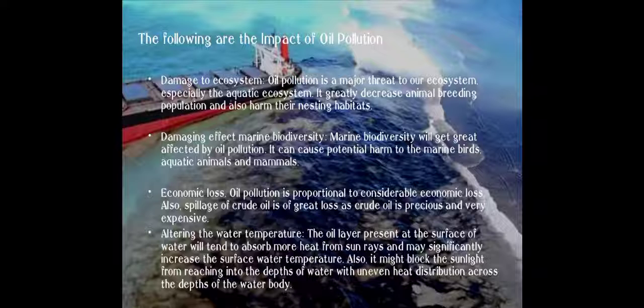Fourth, altering the water temperature. The oil layer present at the surface of water will tend to absorb more heat from sun rays and may significantly increase the surface water temperature. It might block the sunlight from reaching into the depths of water, preventing an even heat distribution across the depths of the water body. This can alter the natural hydrodynamics of the water bodies, which may lead to lesser oxygen supply at certain depths of water.